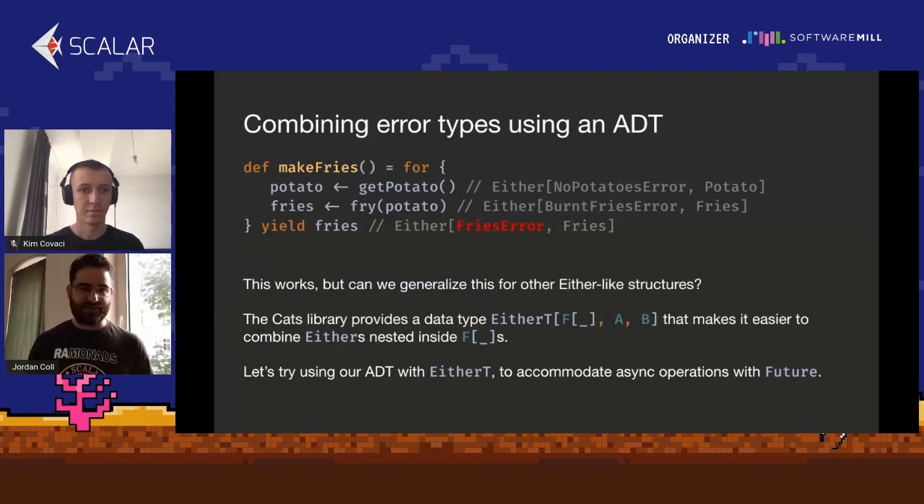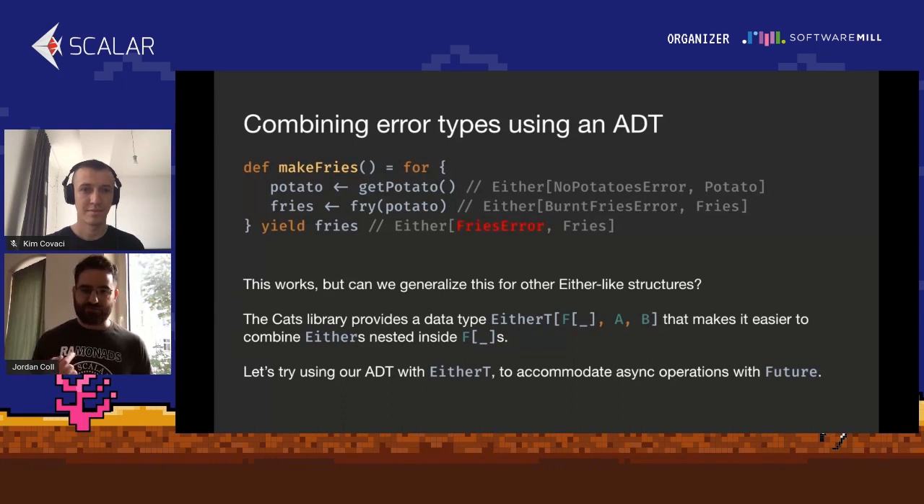So we've plugged our ADT in, and this works. We've regained type safety because FriesError can only be NoPotatoesError or BurntFriesError. But can we generalize this for other data types besides the standard Scala Either?